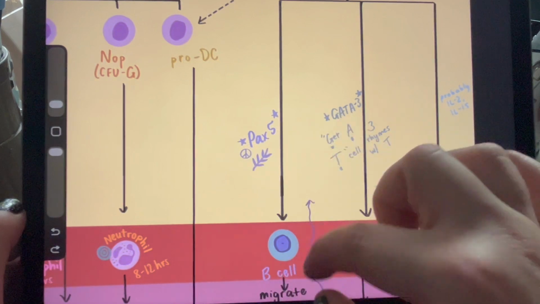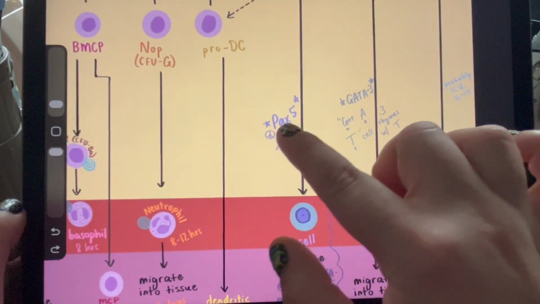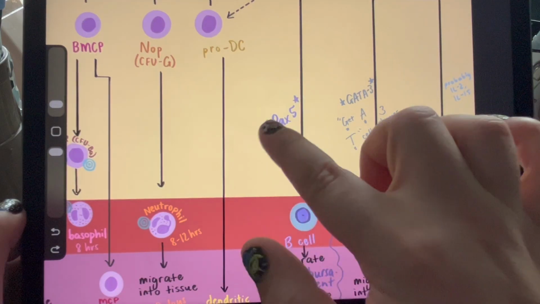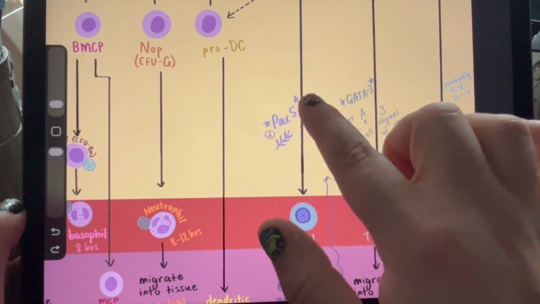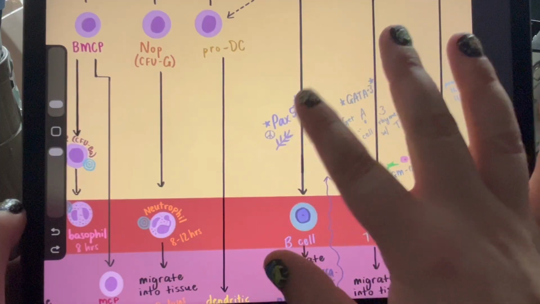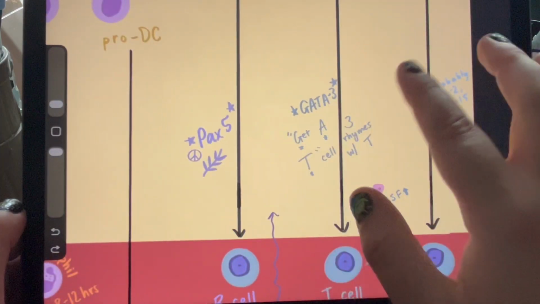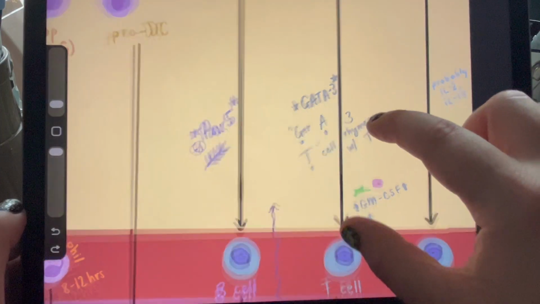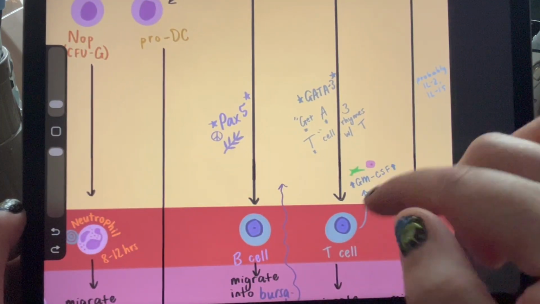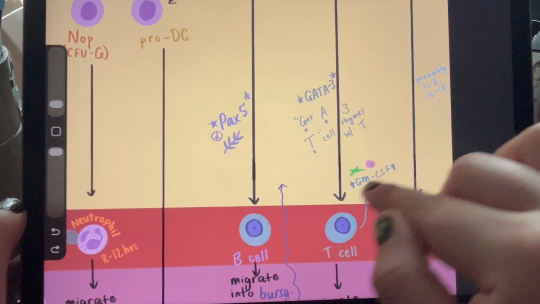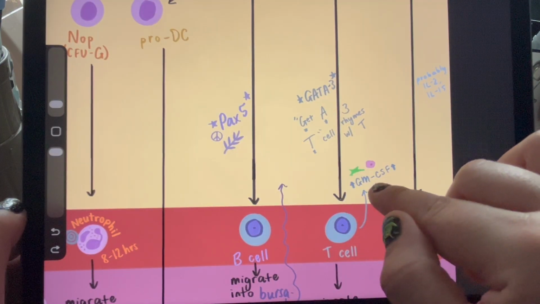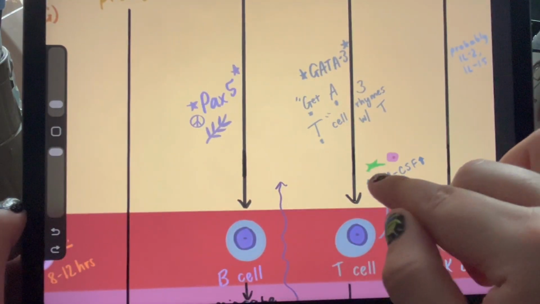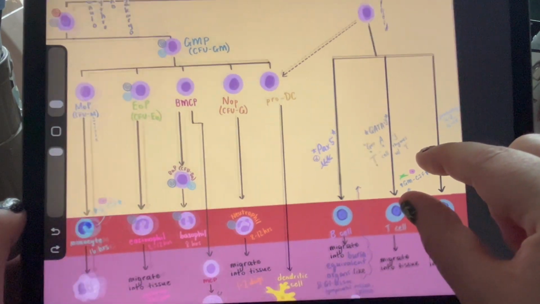We've got PAX5 going to B cells. So we've got the olive branch starting with B, making B cells. Got PAX, which means peace, and peace has 5 letters if you need to know PAX5. We've got GATA3, G-A-T, get a T cell, and 3 rhymes with T. That's going to tell us to make T cells. T cells release these granulocyte, monocyte colony stimulating factors, and also fibroblasts and endothelial cells release that.